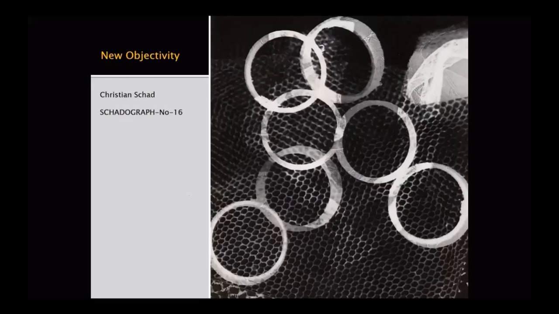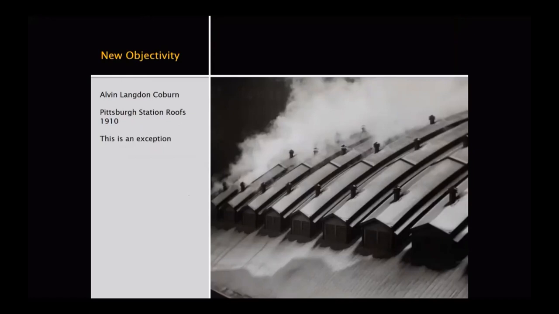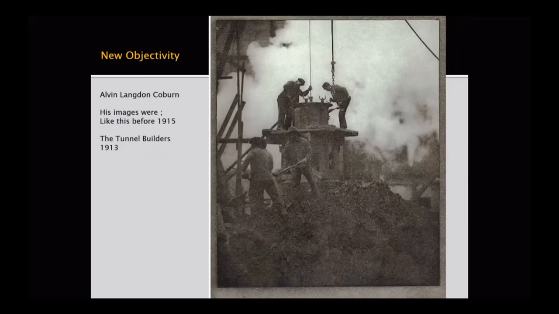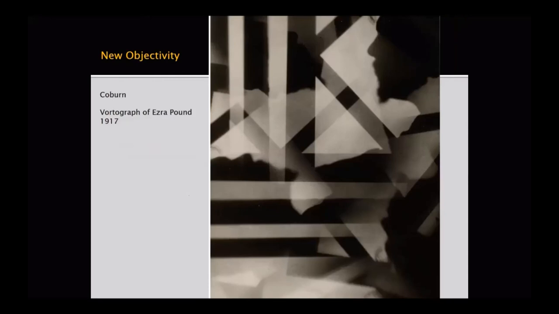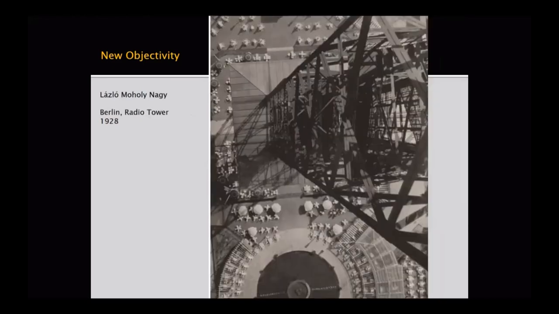Christian Schad with a shadowgraph. Very clever. Alvin Langdon Coburn was British. That's Hyde Park Corner, as it says. But he did go to America, as you see. The tunnel builders. Then he invented the vortograph. This is Ezra Pound on that one. And László Moholy-Nagy did this, whatever he did on that previous picture.